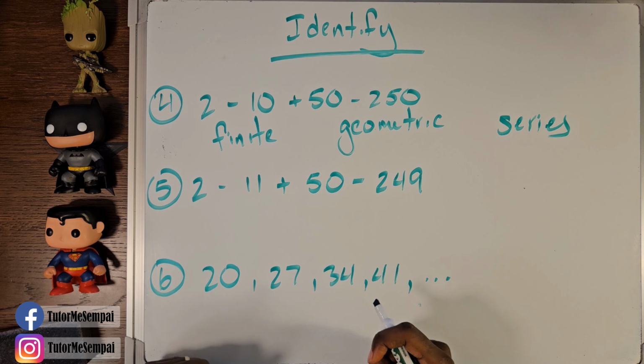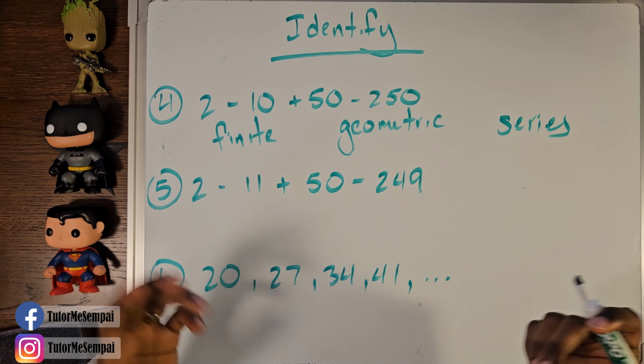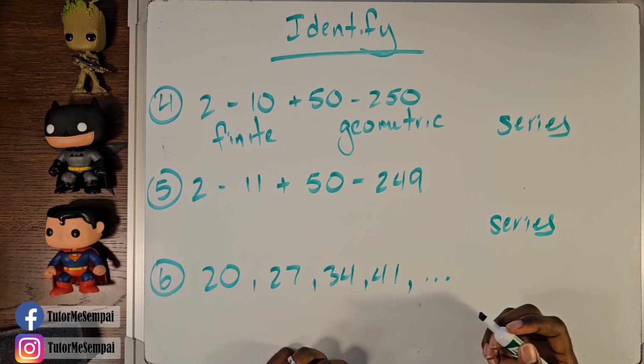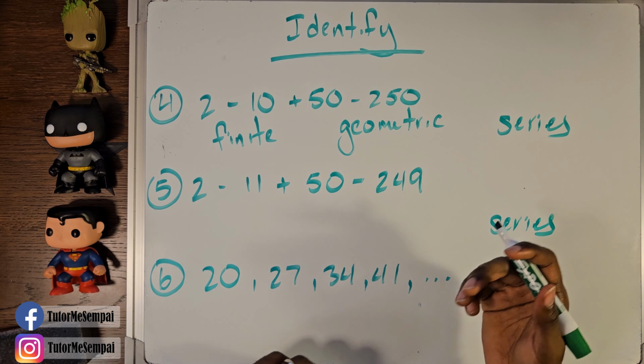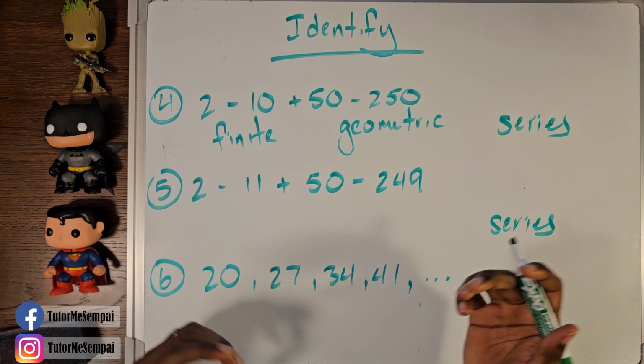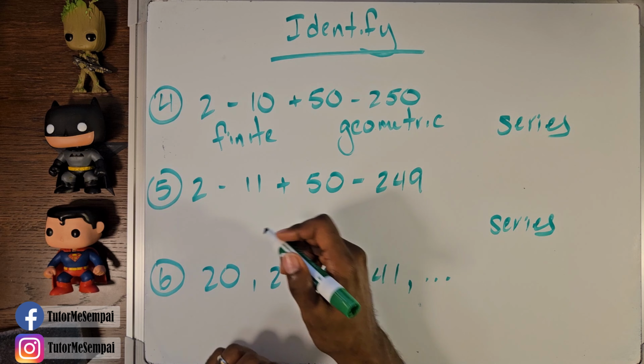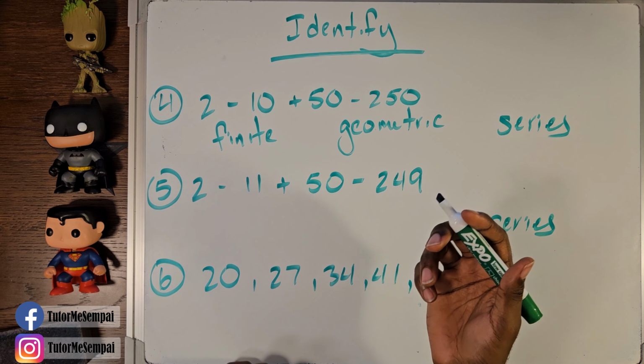What is this going to be? A series or a sequence? Well, this is definitely going to be a series as well. This is a series. Is it geometric or arithmetic? Well, let's find out our common ratio or common difference. Clearly, it's not the same common difference, but let's see if our common ratio is going to be the same.